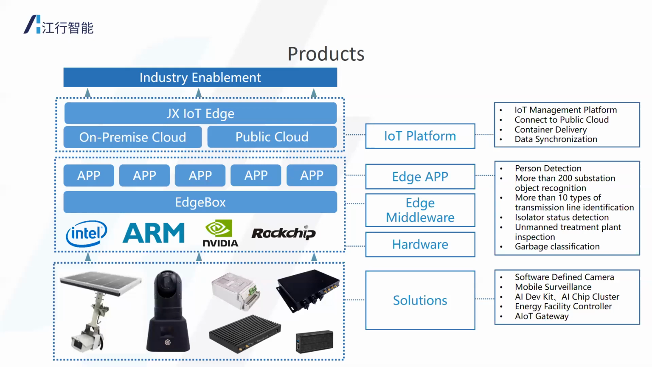And the other part is the AI development kit, the AI chip cluster. This is for the different performance requirements in the waterworks or substation scenarios. Currently, we are developing the energy facility controller and the AIoT gateway. Next, I will use two solutions to illustrate these two types of products.